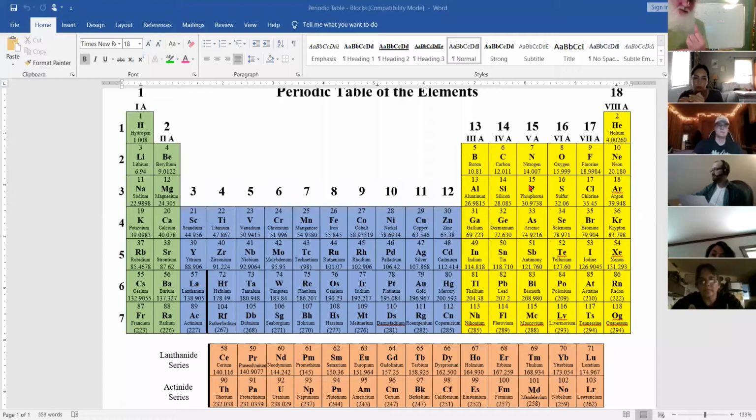What period is phosphorus in? 3. It's in period 3. What group is phosphorus in? 15. That's 3 questions. What block is phosphorus in? It's in P block. 4 questions. Is it representative or transition? It's representative. That's 5 questions. Does it occur in nature? Yes. That's 6 questions.